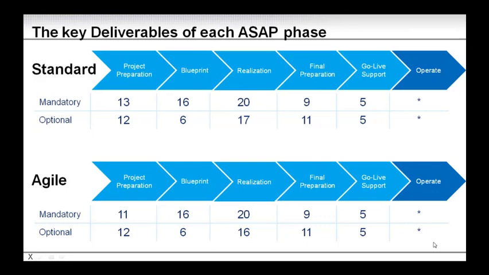So this is the number of deliverables. Now what about the stars? Let's first highlight the work heavy ones. Blueprint and realization is where you have the heaviest number of deliverables.